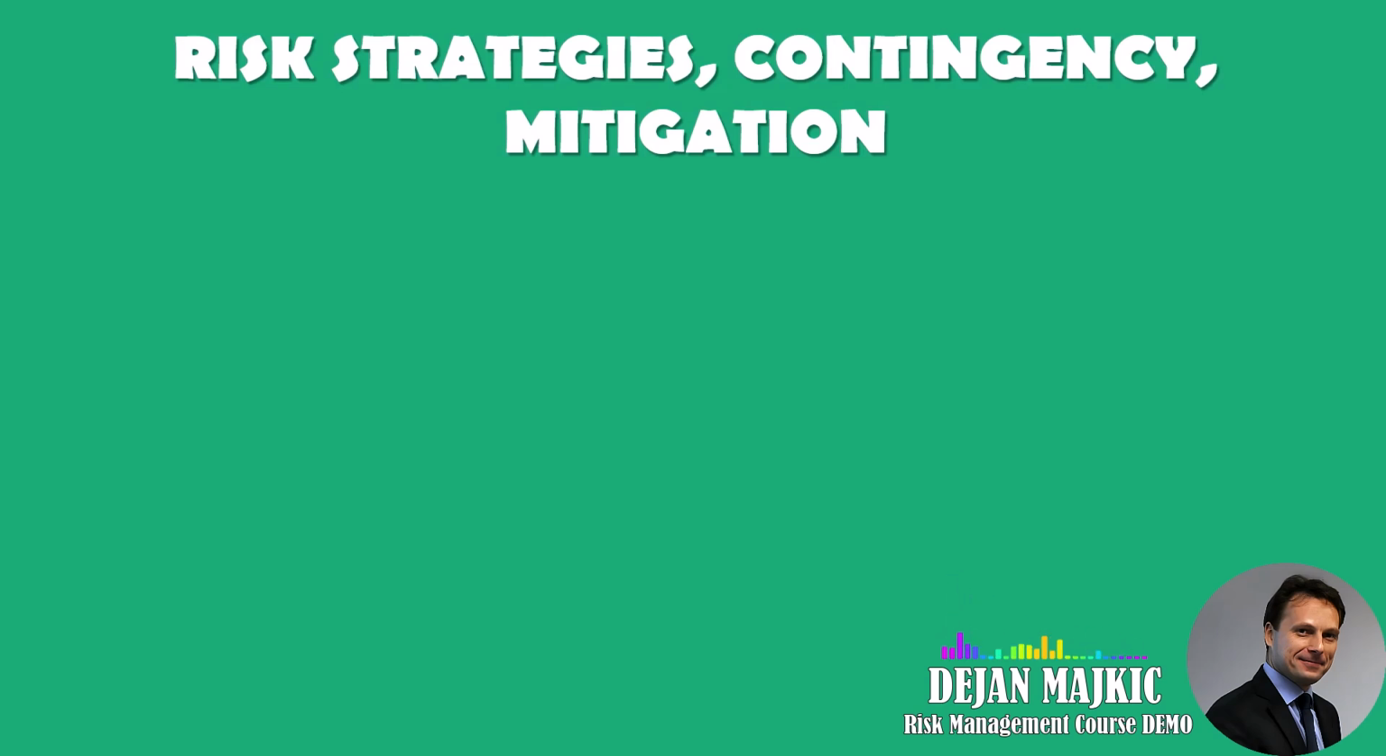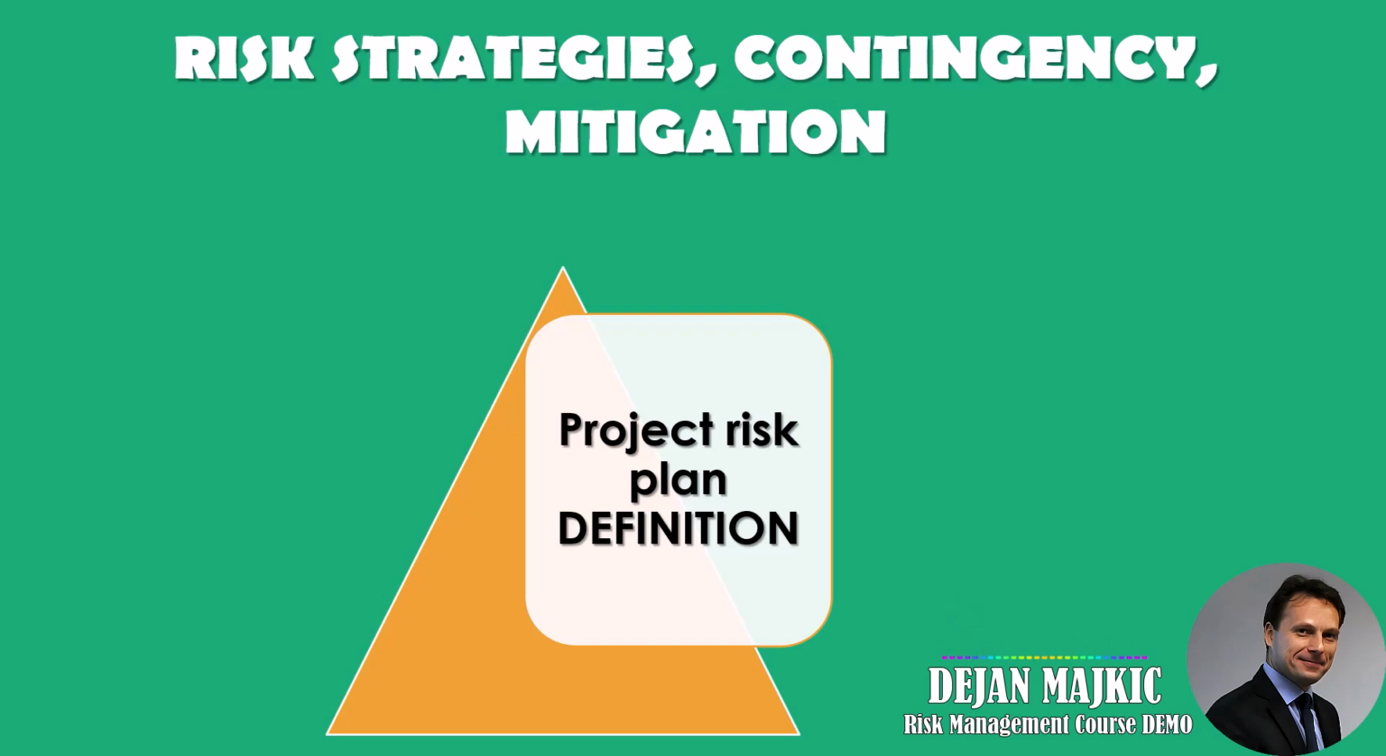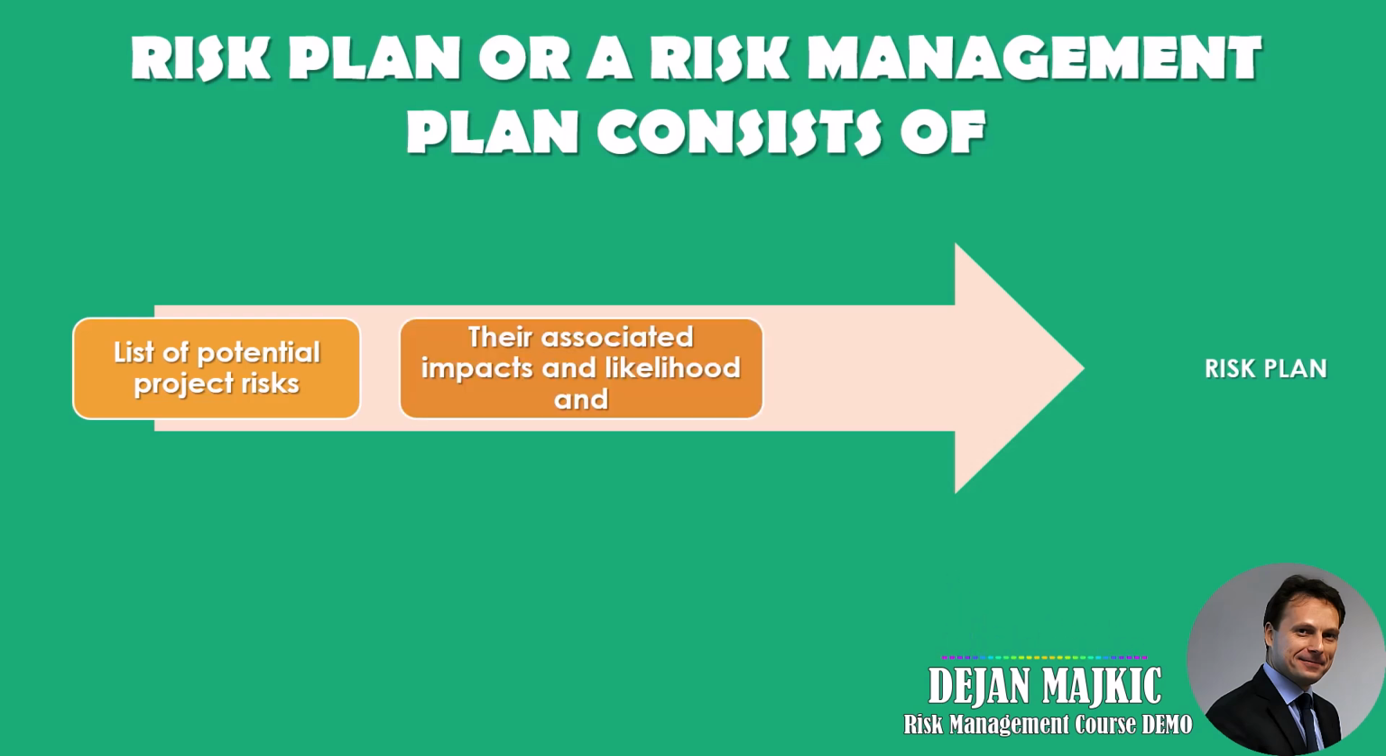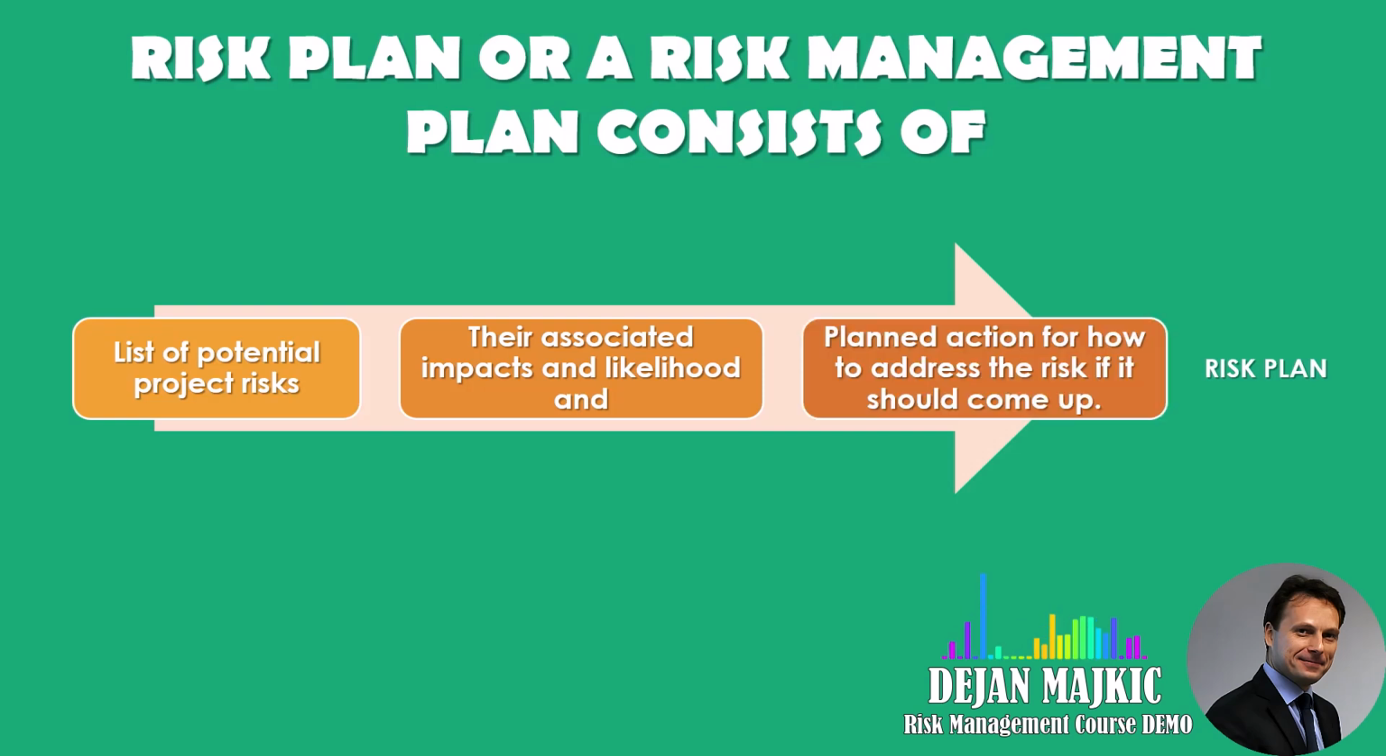And now we will talk about what a risk plan is and how to implement one. So we start with the project risk plan definition. A project risk plan is a collection of risks and actions you can take based on indicators and risk categories. A risk plan or a risk management plan consists of a list of potential project risks, their associated impacts and likelihood, and any planned action for how to address the risk if it should come up.